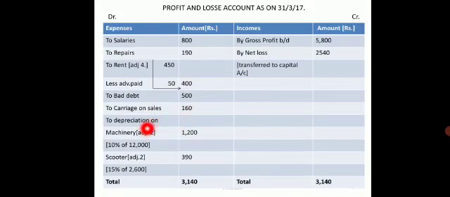Now carriage on sales is 160. Now coming to depreciation. Depreciation is given for two fixed assets. One is machinery, other one is scooter. So on machinery at 10% of 12,000. So cancel 10, you will get 1,200. Now scooter 10% is 2,600. So now 2,600 divided by 2 will give me 1,300. So 1,300 should be added to 260, which gives me a total of 390. So 15% of 2,600 is 390.